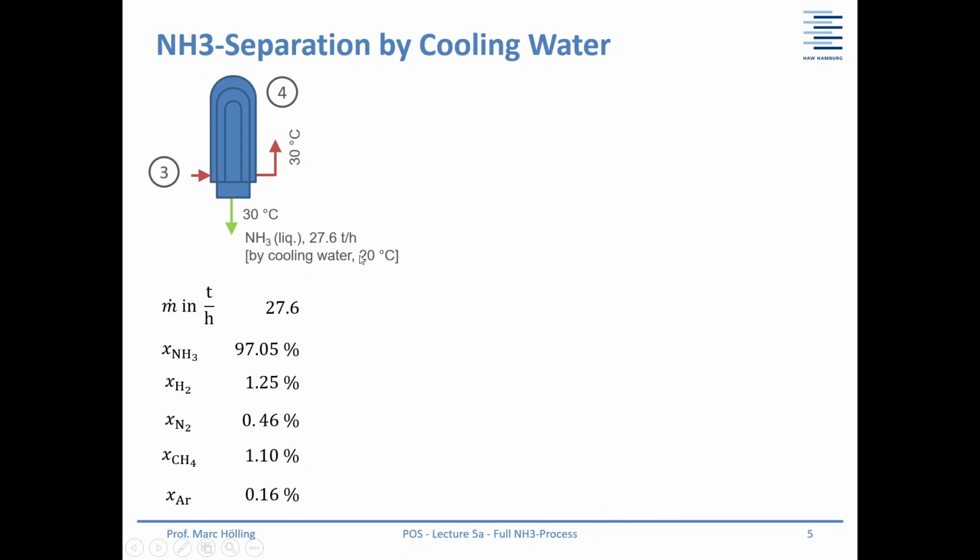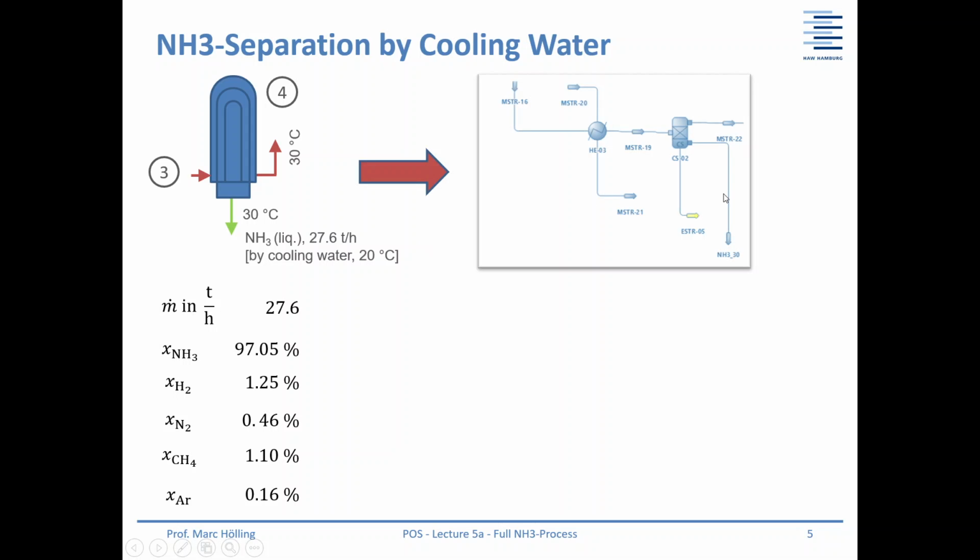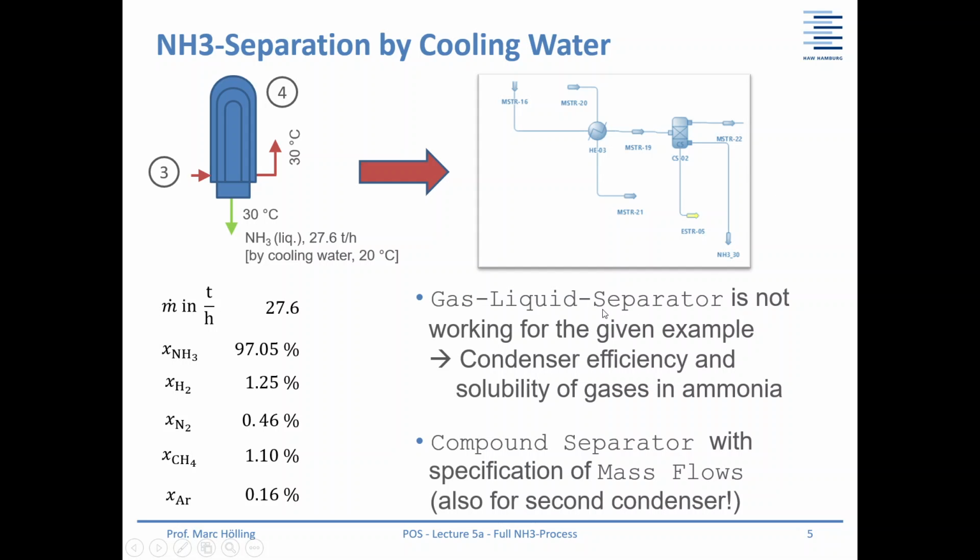It's also written there. And then you don't have a gas-liquid separator, but you have a compound separator. So the gas-liquid separator is not working for the values here. In real life you would have something like a condenser efficiency. This means that not all very small ammonia droplets that are formed can be removed from the system. And the other thing is that you have a solubility of your gases in ammonia. And if you want to model this, then you can implement a compound separator.